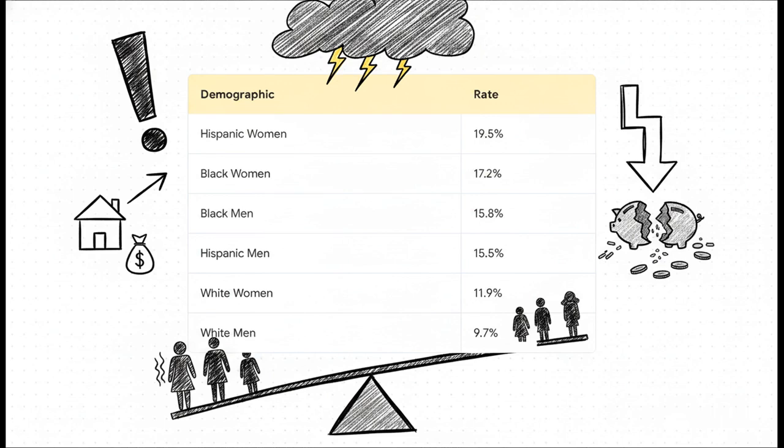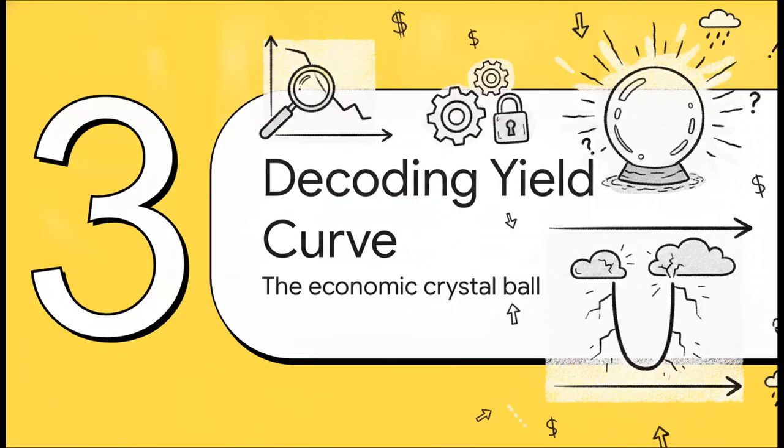The economic pain is highly, highly concentrated. Section 3, decoding the yield curve. Now that we've seen the damage recessions cause, let's pivot to the clues. We're going to decode what's widely considered the ultimate economic crystal ball.